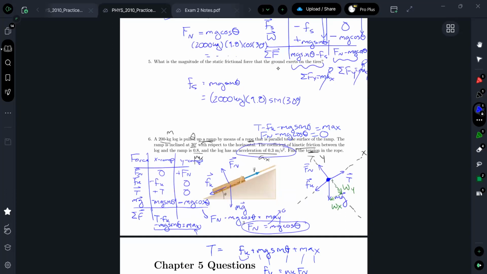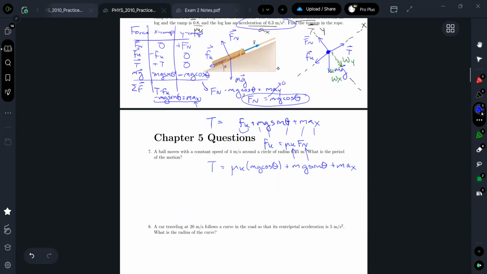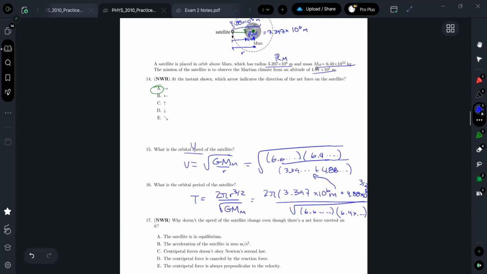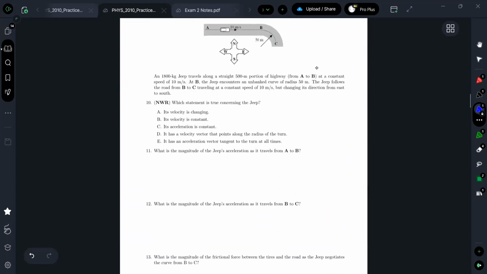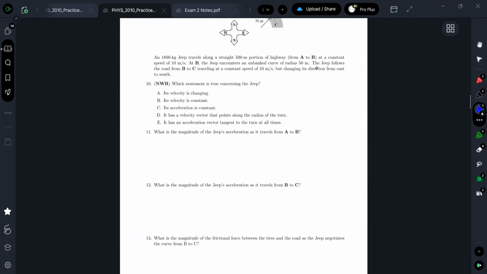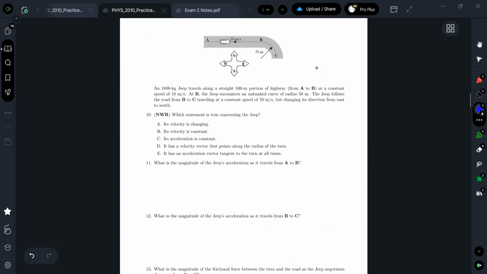Chapter 5, 13 or 16. We already did 16, so let's do 13. What is the magnitude of the frictional force between the tires and the road as the Jeep negotiates the curve? So the Jeep's going around a curve.